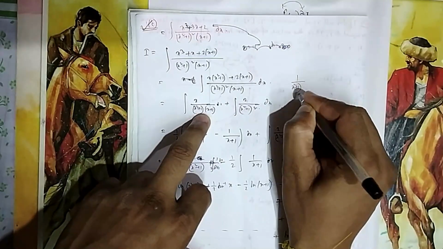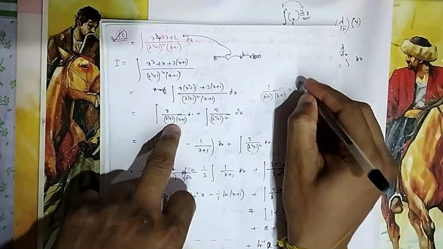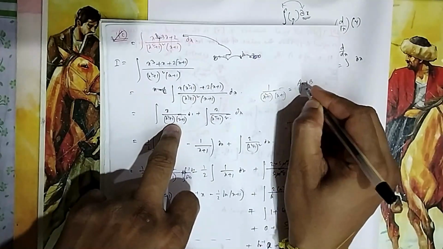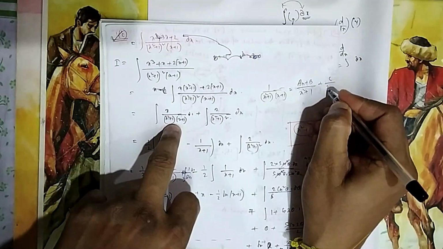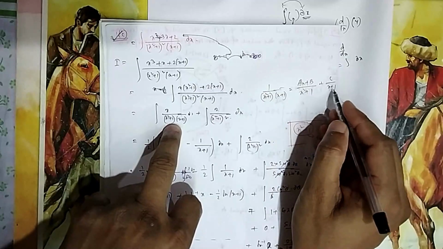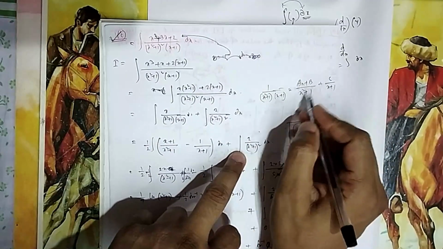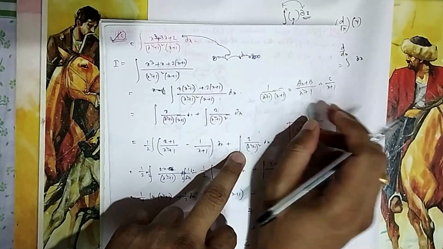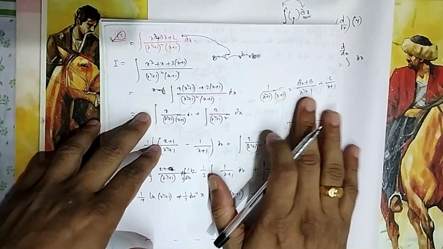Because it is quadratic in nature, here it will be ax plus b divided by x square plus 1, and c by x plus 1. The numerator is one degree less than the denominator. If it is 2, then it should be 1. Here it is 1, that's why the degree is 0. Now we can take LCM and find the coefficients A, B by equating the coefficients on either side, or by putting some value of x. We have already discussed this.